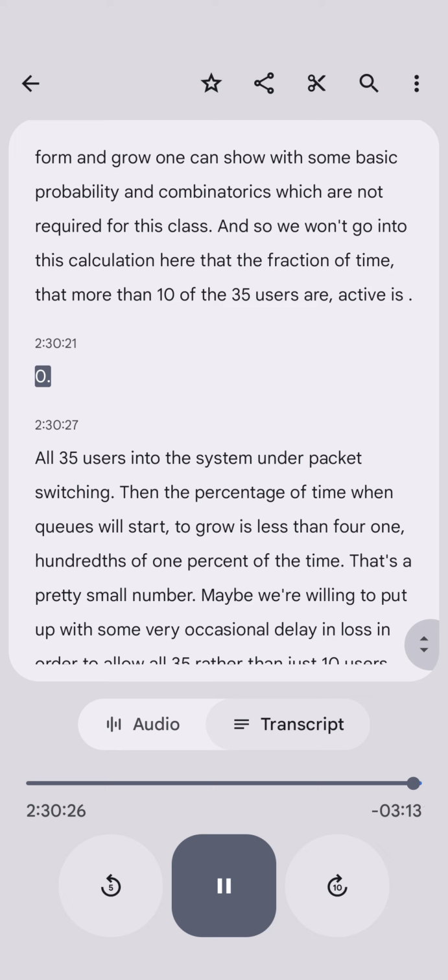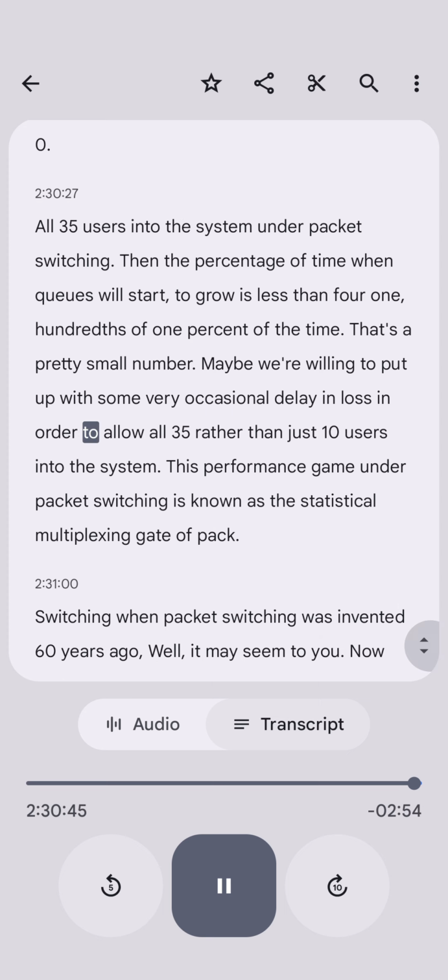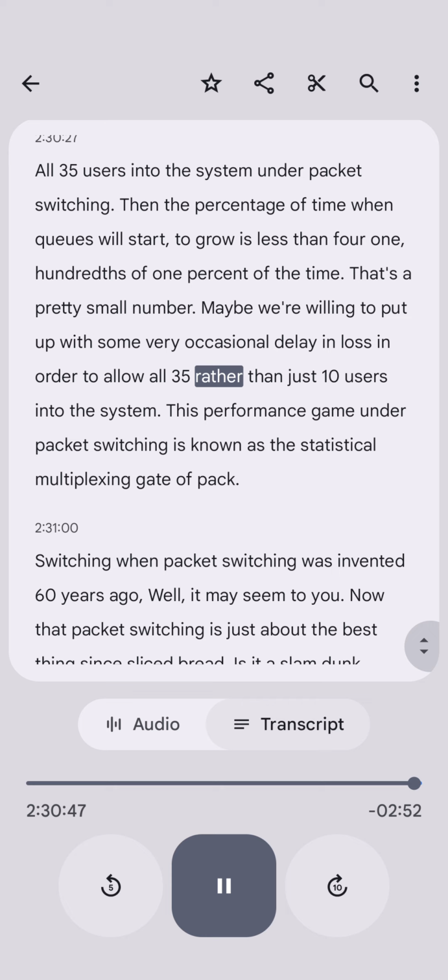0.0004. That is, if we let all 35 users into the system under packet switching, then the percentage of time when queues will start to grow is less than 4/100ths of 1% of the time. That's a pretty small number. Maybe we're willing to put up with some very occasional delay and loss in order to allow all 35 rather than just 10 users into the system. This performance gain under packet switching is known as the statistical multiplexing gain of packet switching, and it was a key argument for using packet switching when packet switching was invented 60 years ago.